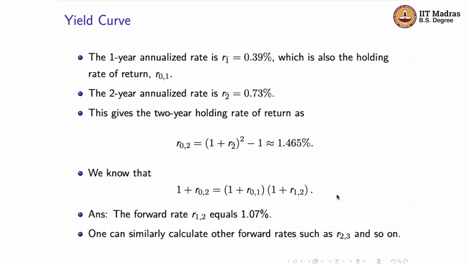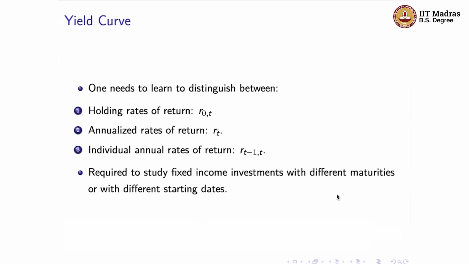So you will see that there are these different ways of quoting the interest rate that come up, right? You have now actually seen 3 of them. You have the holding rates of return, which is in terms of time 0. Suppose you are thinking, I want to have a bond which is going to pay out in period T. If I invest 1 unit of money, how much is that going to translate to? That's what you get from the holding rates of return.